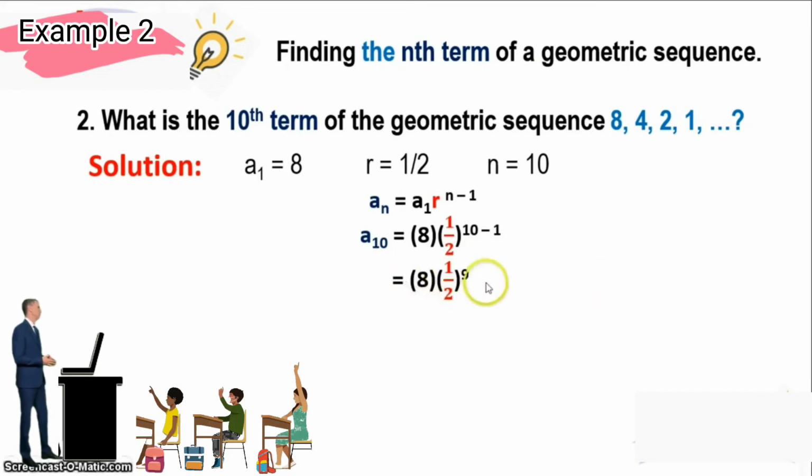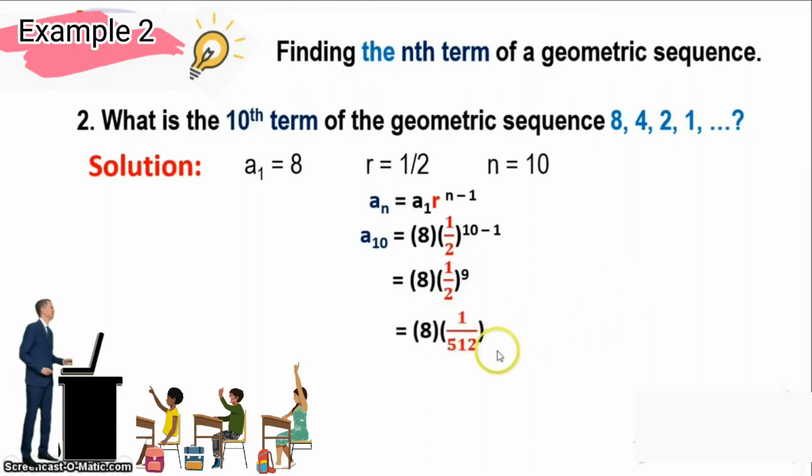Take note, we have to simplify first 1/2 to the power of 9 before multiplying it to 8. So we have 8 times 1 over 512. Bakit kaya? Note that 1 to the power of 9 is still 1. Diba? 1 times 1 times 1, 9 times, it's still 1. Now, the denominator is 2 to the power of 9, ibig sabihin, you have 2 times 2 times 2, 9 times. So, 2 to the power of 9 is 512. That's why you have 1 over 512.